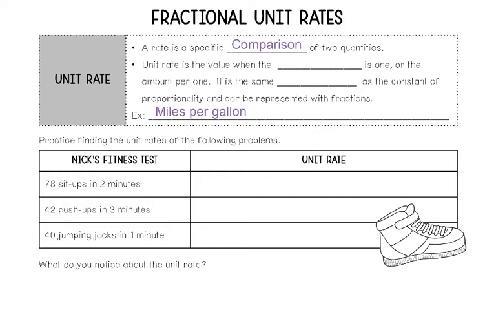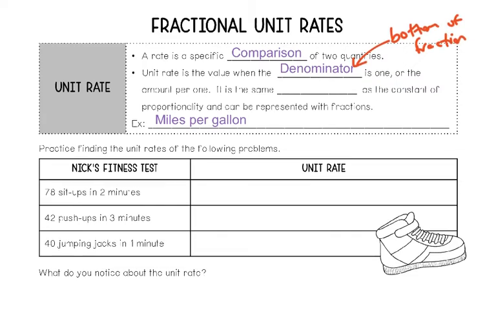So, that being said, a unit rate is not just for miles per gallon. A unit rate is the value when the denominator, and just remember that means the bottom of your fraction, is 1, or the amount per 1. For example, I could think about miles per hour. How many miles per hour can I go? How many times can I click a button? And I do it in like 10 seconds, and I want to know what my rate is per 1 second. So I can do how many math problems I can do in 40 seconds. Then I want to see how many math problems I can do in 1 second. I mean, it's everything per 1. It's always going to be per 1. So it is the same value as the constant of proportionality, and it can be represented with fractions.